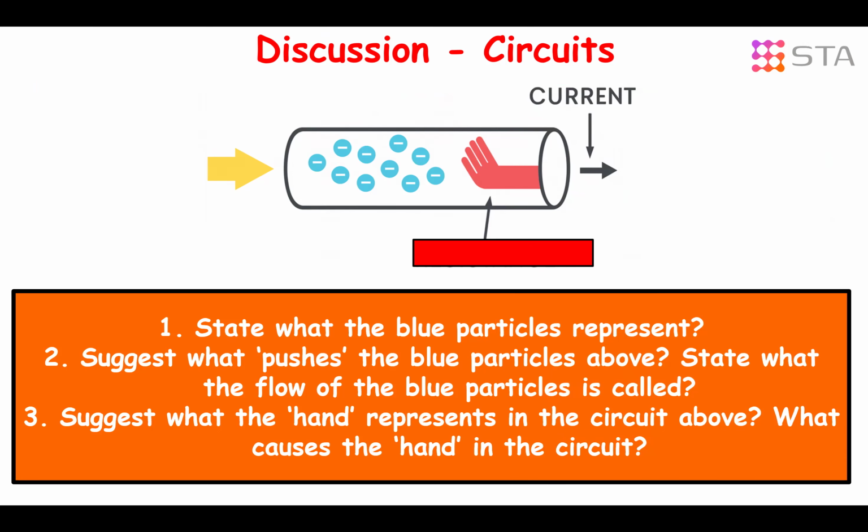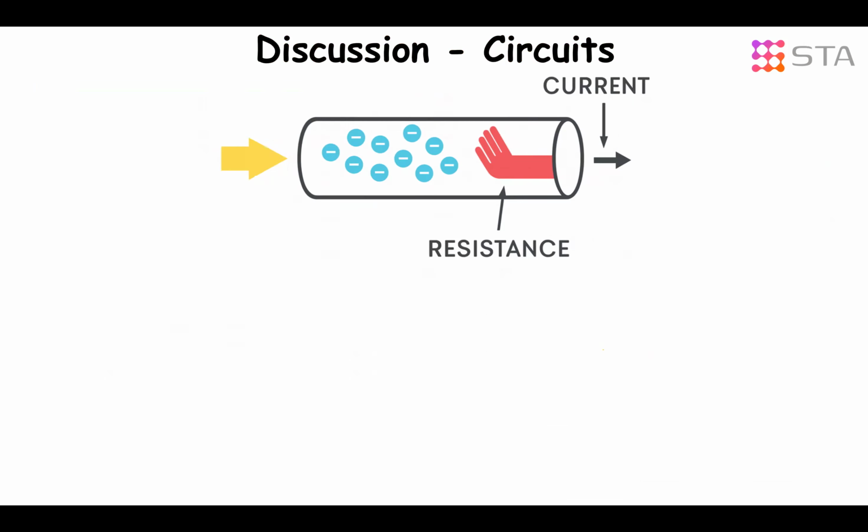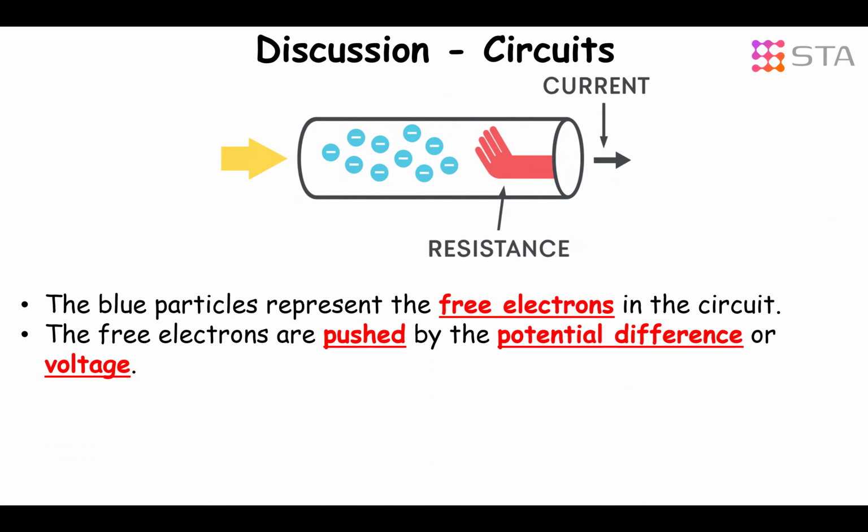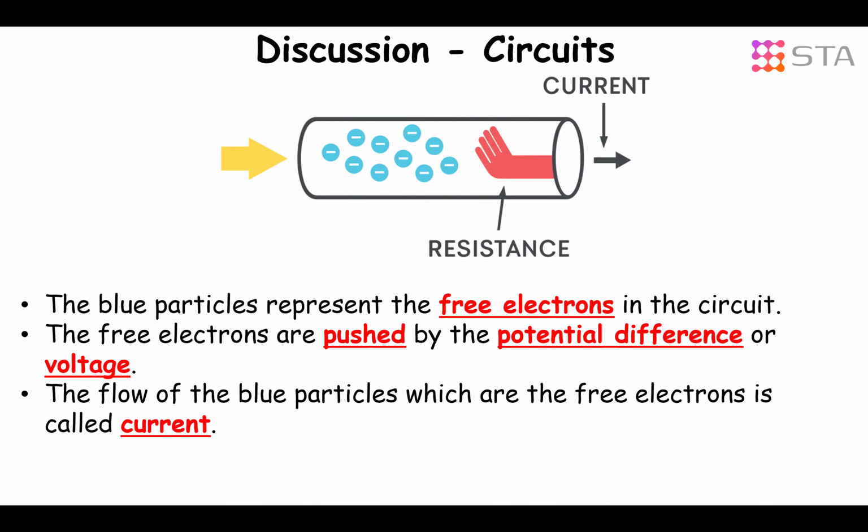Okay, let's go. So we have the flow of charges, the blue particles, which are electrons. That flow is called a current. And we have resistance, of course, which is trying to slow the flow of charges or current down. So the blue particles are the free electrons in the circuit. The free electrons are pushed by the potential difference or the voltage. The flow of the blue particles, which are the free electrons, is called current.